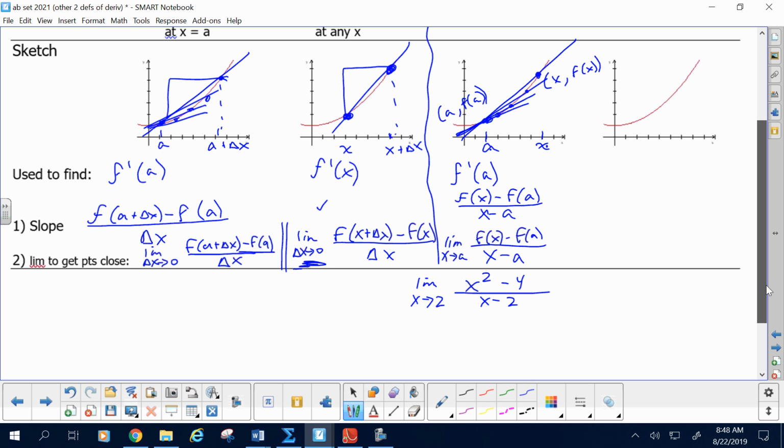I may say, well, it could just be a plain old limit problem like we did last week, but it might be a definition of the derivative where the function is x squared, and I'm trying to find the derivative specifically at 2. So this is the alternate definition used to find f prime of 2. All right? And then we could find the limit from 1 to 2.